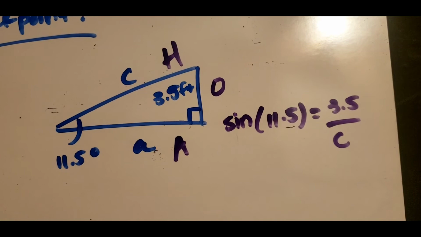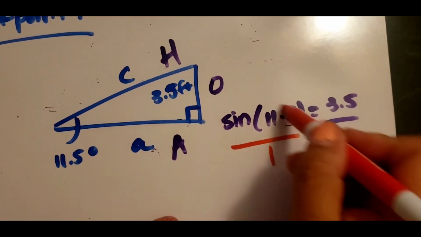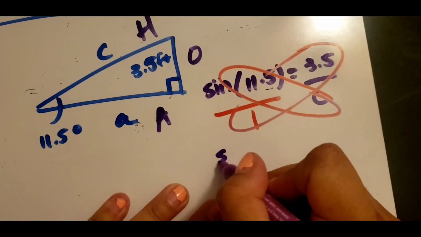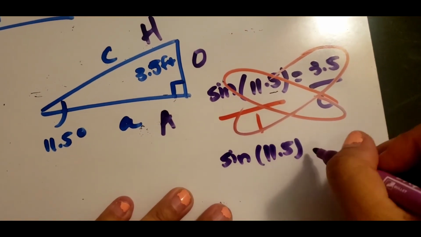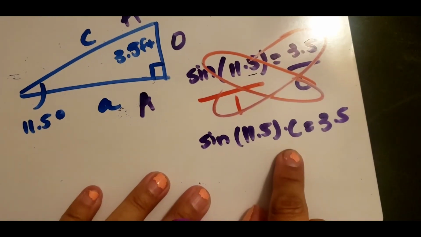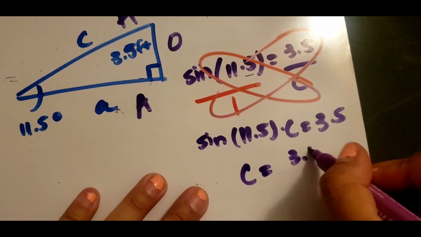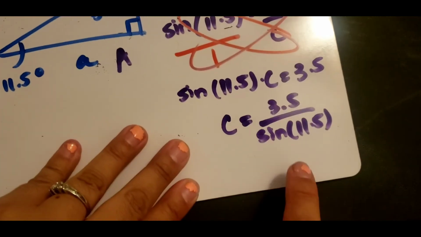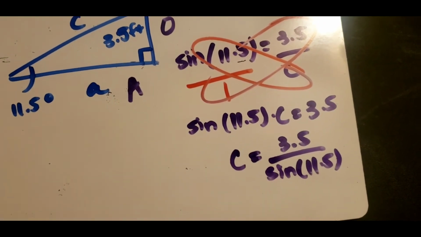And again, I would write a proportion, just put it over 1, and I would cross multiply. So I would multiply these, okay? If I have to write it again, this is what I have: sine of 11.5 times C equals 3.5 times 1, which is just 3.5. And then we're trying to isolate C, so I would divide. So I would get C equals 3.5 divided by sine of 11.5. And once I get C by itself, then I just plug this into my calculator, okay?